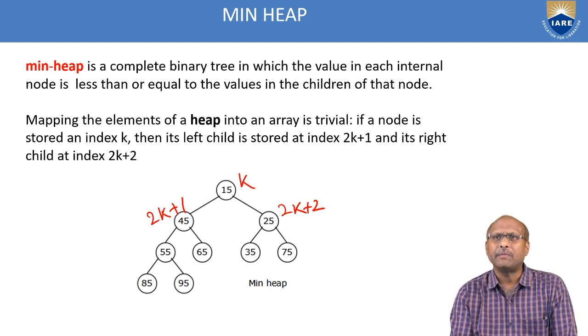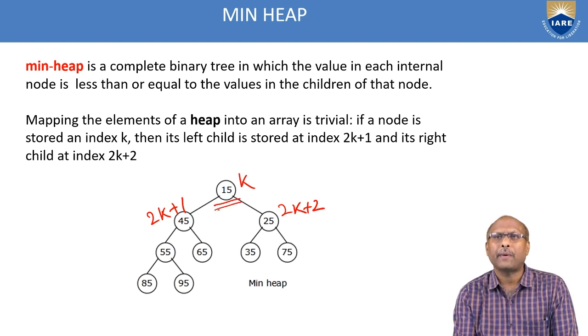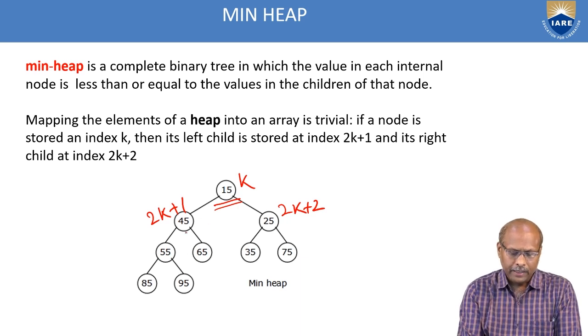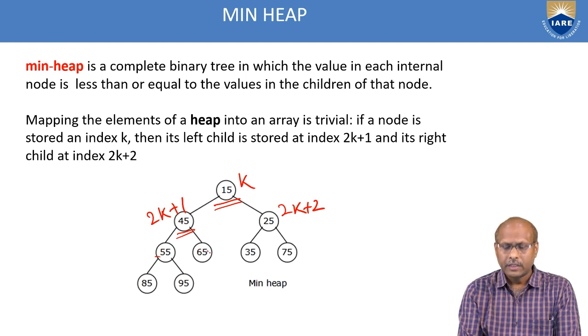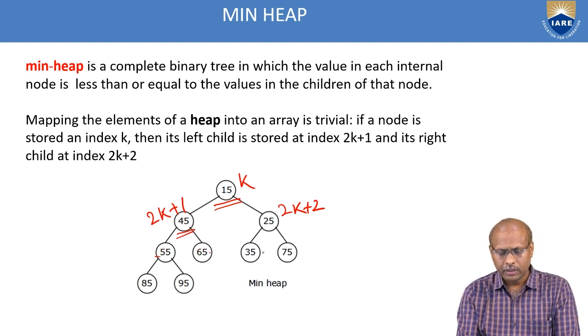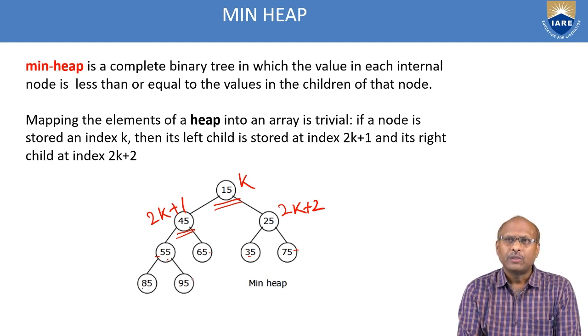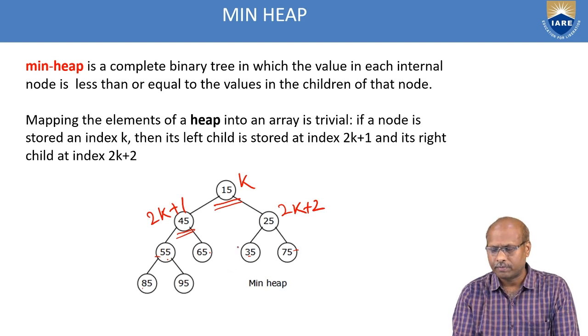Please observe here, this is a min heap, because here 15 is my parent node, which is smaller than both sides. Similarly, if you think about this tree, 45 is the parent node, smaller than both the children. Similarly here, 25 is the parent node, smaller than both the children. Similarly 55 is the parent node, which is smaller than both the children. So whenever this type of property is followed, then this is called min heap. Fine.